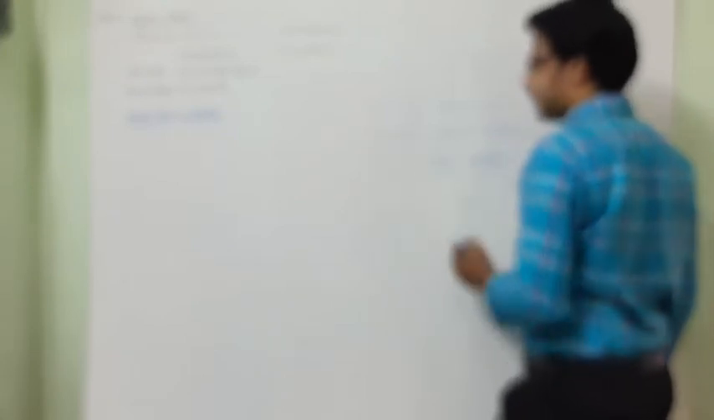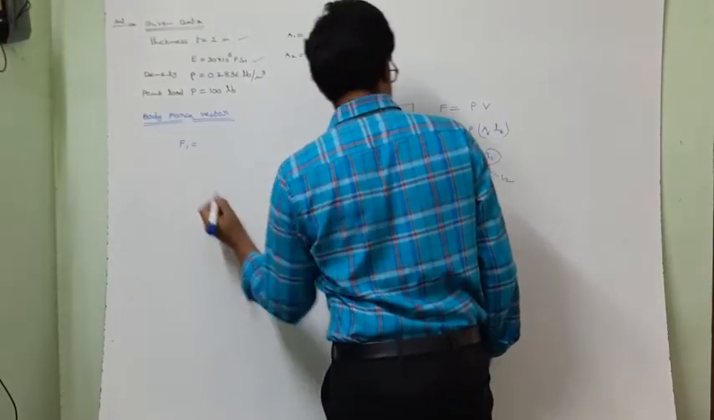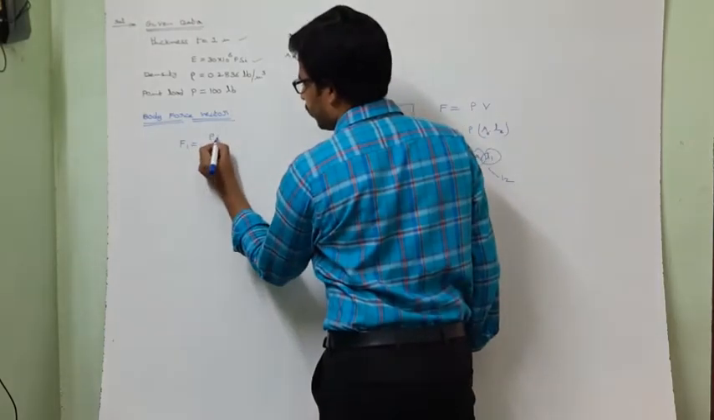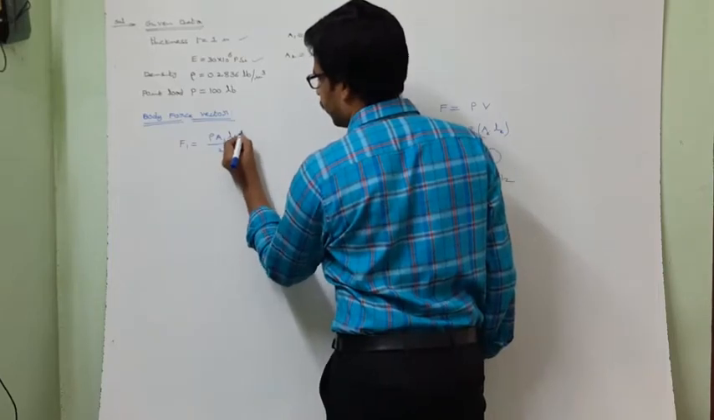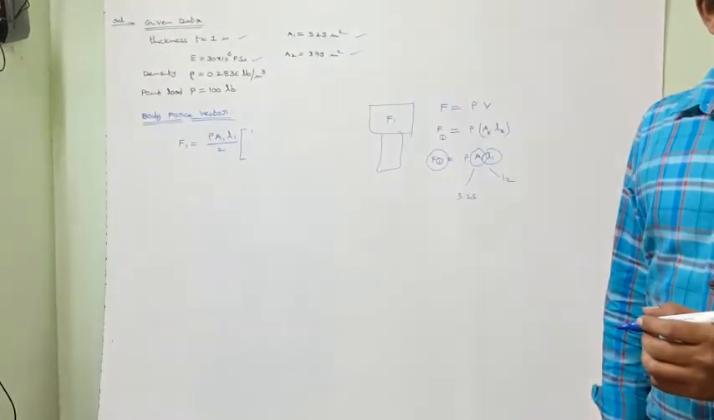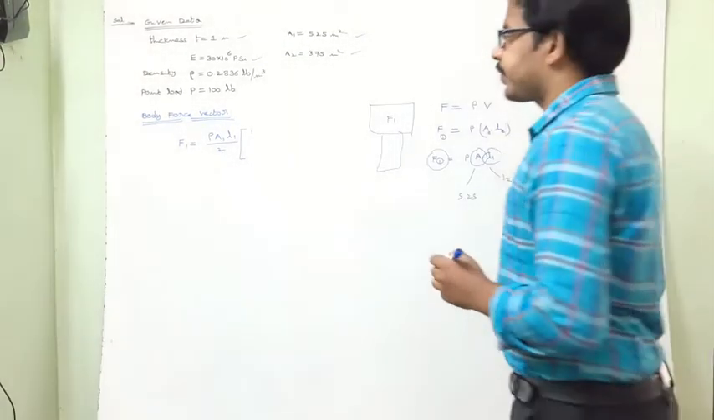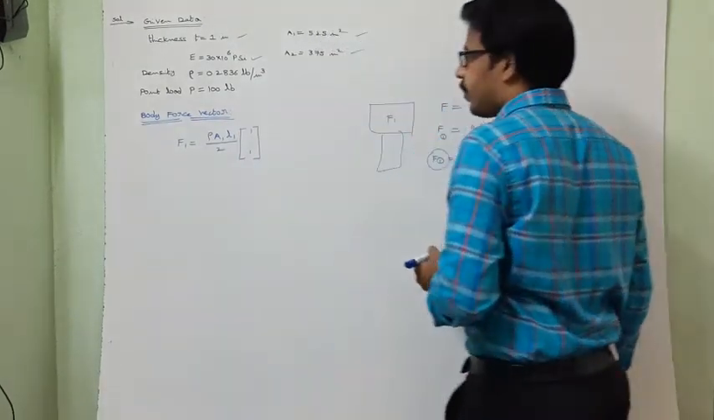So we need to calculate the F1 value. In this F1 value, we can divide it into two elements. That means body force vector F1 is equal to rho into A1 L1 by 2 into 1, 1. This is the formula for the body force vector.